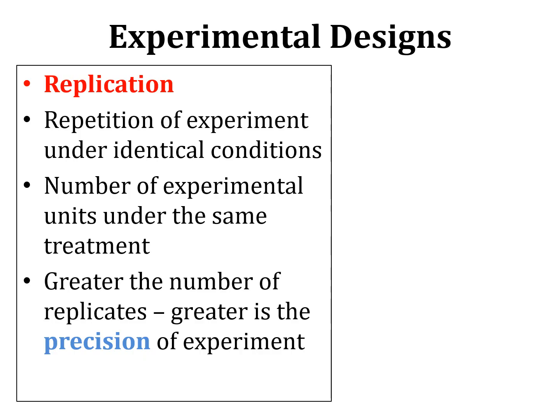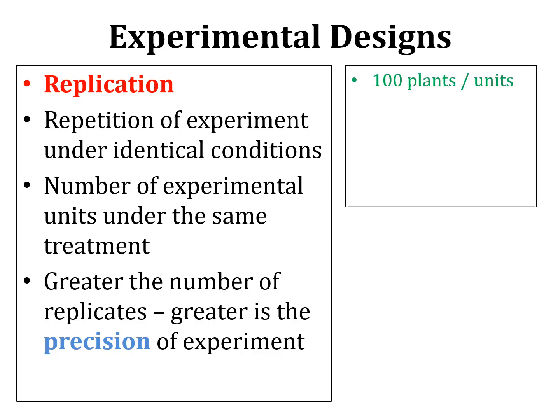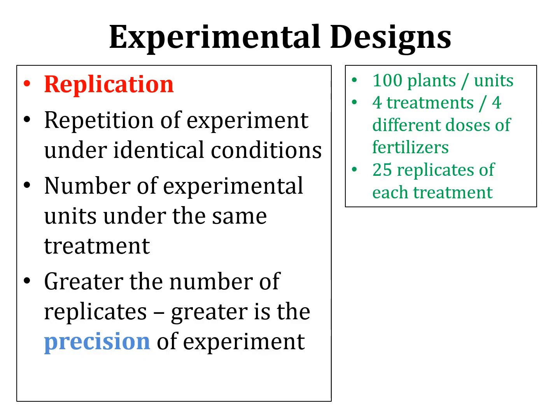For example, you have 100 plants or units, and you have 4 treatments, which are 4 different doses of fertilizers. So what you're going to do is, are you going to select only 4 of those 100 plants, apply those 4 treatments, get those 4 observations, and draw your inference? No. You're going to replicate those 4 treatments on these 100 plants or units. So if we distribute them equally, then there should be 25 replicates of each treatment.